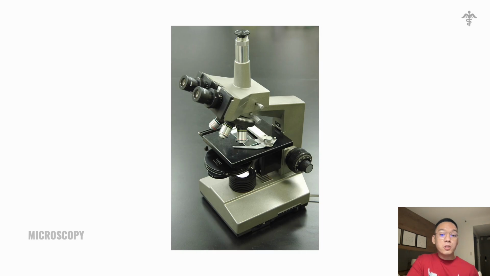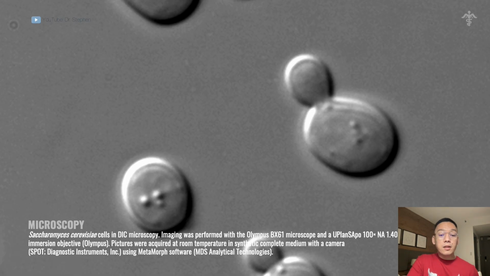An image will show you such an example of a dark field microscope. These are micrographs of Baker's yeast, or Saccharomyces cerevisiae, in DIC microscopy. This is performed with the Olympus BX61 microscope, showing the budding of your Baker's yeast.